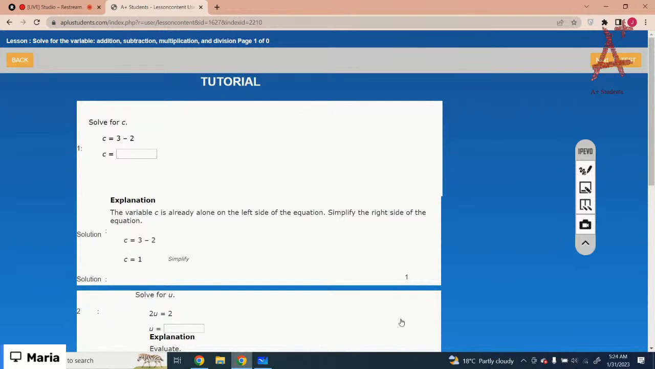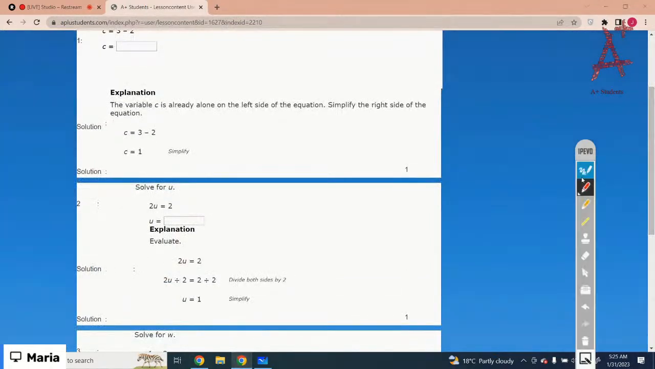Okay, let's start with the first one. C equals 3 take away 2. So C is already alone on the left side. Just do 3 take away 2. So 3 take away 2 is 1. Got it? Okay, just look at this example. 2u equals 2. You have to remove that 2 from here. That means you have to divide both sides of the equation by 2. Either you write this way or this way, they are the same. 2 and 2 cancel out. You are left with u. Here 2 times 1 is 2. So u equals 1. Got it?